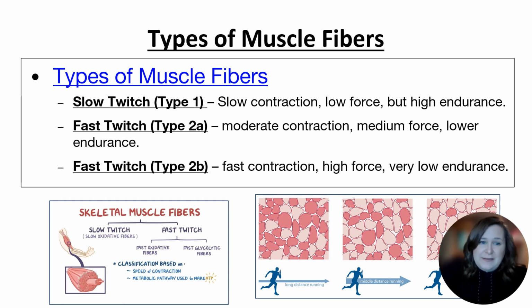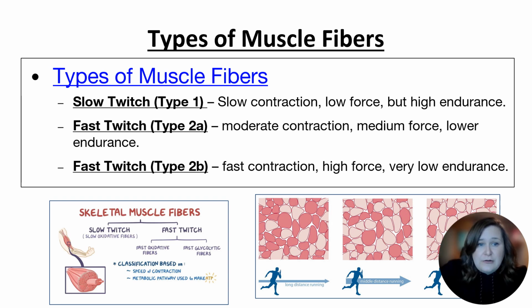Let's talk a little bit about the different types of muscle fibers. So you will have slow twitch muscle fibers. We call that type 1. These are going to be able to do a slow contraction and have a very low force, but are going to have a pretty high endurance. You also have fast twitch muscles. These are going to be able to have a moderate contraction, so you can get a medium force for this, but they're going to have a little bit lower endurance.